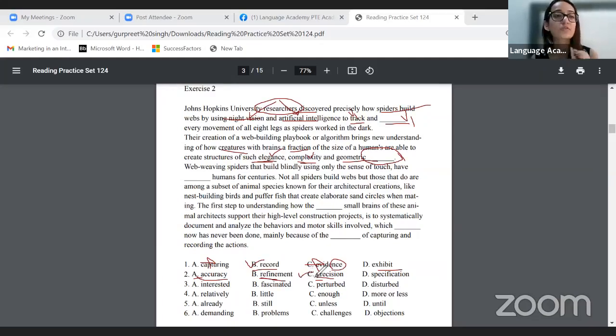Meaning, how is there so much perfection? We are not saying whether the webs are right or wrong. We are saying how are they so perfect? Precision means accuracy and exactness, which together make precision, and which has an element of perfection in it. That is, how is every string at a perfect angle? That is precision. Web weaving spiders that build blindly using only the sense of touch have dashed humans for centuries.